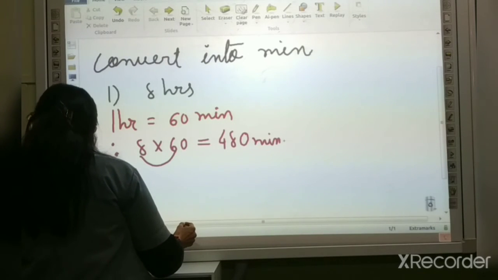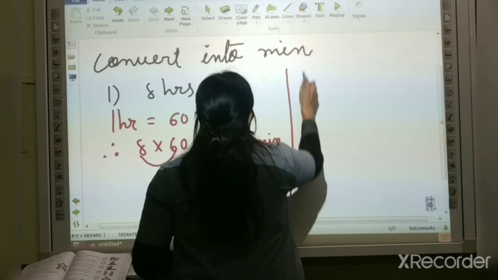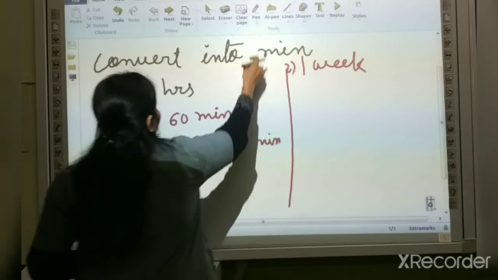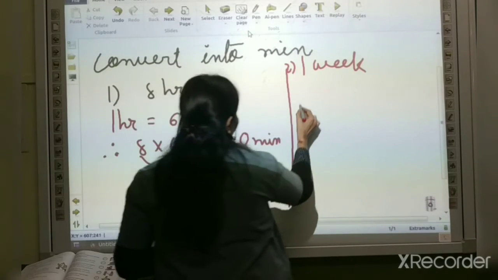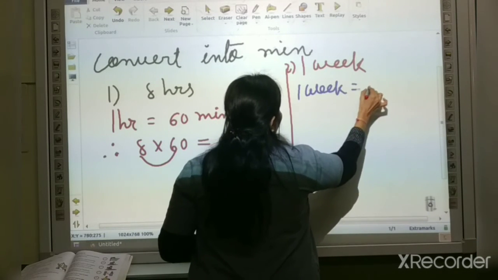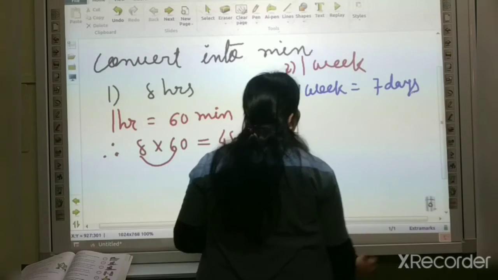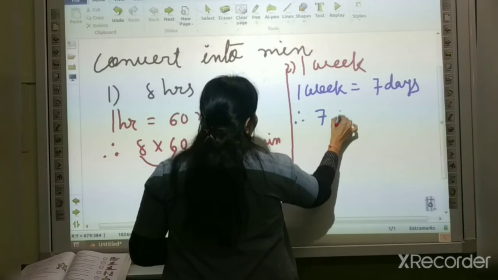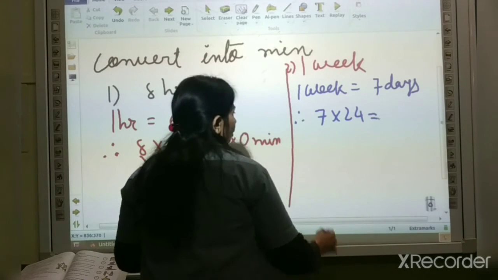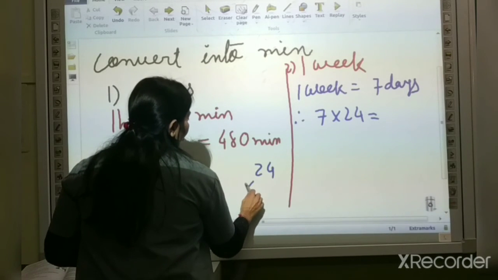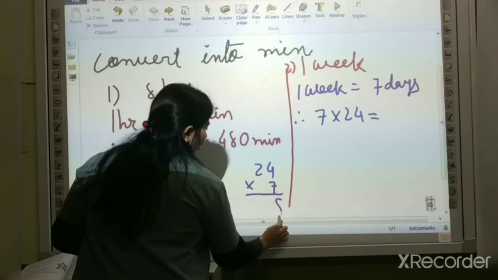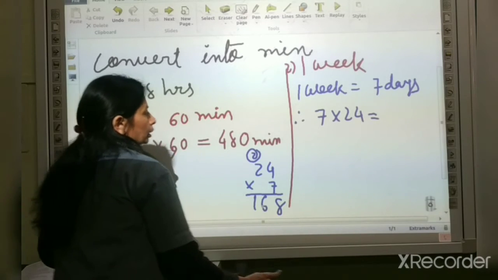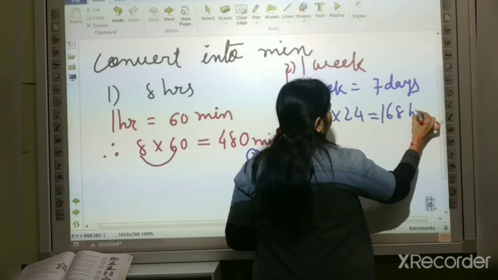Now suppose here we give you 1 week, and we convert into minutes. So you know very well 1 week is equal to 7 days. So first we convert days into hours. Right? So 7 multiplied with 24. So you do multiply 24 into 7. 7 fours are 28. Put 8 here and carry 2. 7 twos are 14 plus 2, 16. So 168 hours. Right?